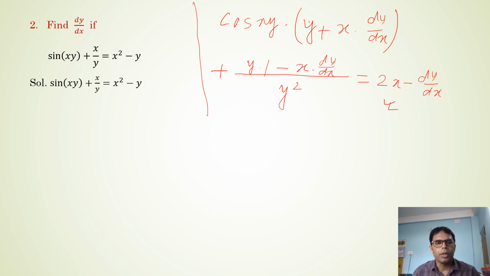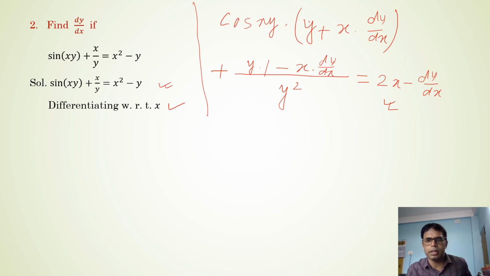So sin(xy) + x/y = x² − y is the function, differentiating with respect to x. This line is a compulsory line, you should write this one because this given function is an implicit function. So in case of an implicit function, you should always write this line, differentiating with respect to x. This is a compulsory line for implicit function. We discussed earlier about this.